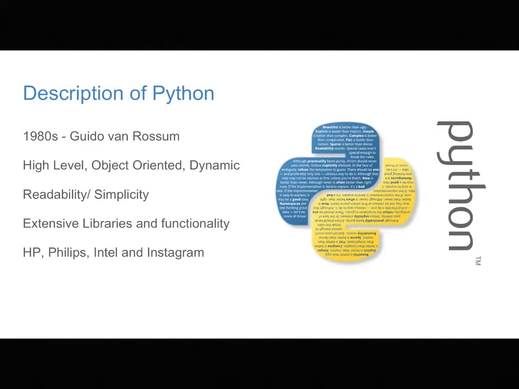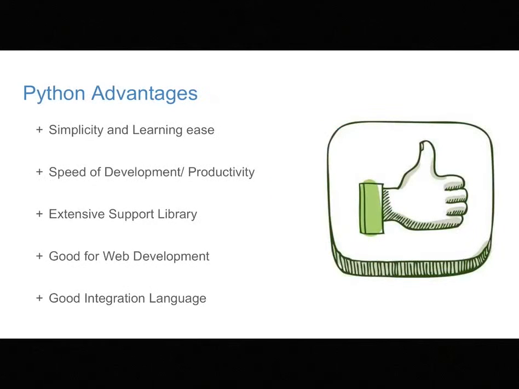So now, what is Python? Python is a high-level object-oriented dynamic programming language invented by Guido van Rossum in the 1980s. It emphasizes readability and simplicity and includes large, extensive libraries and functionality. It is frequently used in our normal world, even by huge companies that we all know, such as HP, Philips, Intel, and Instagram. In comparison to many other similar programming languages, Python has several advantages and disadvantages.